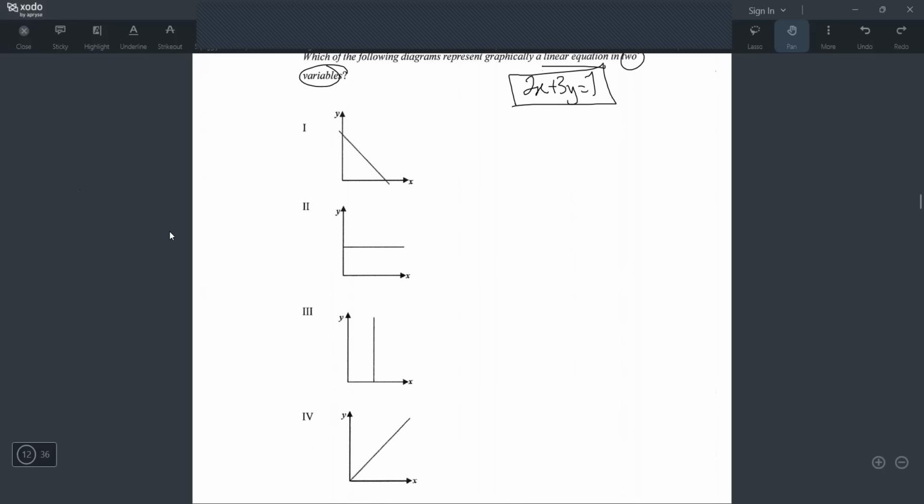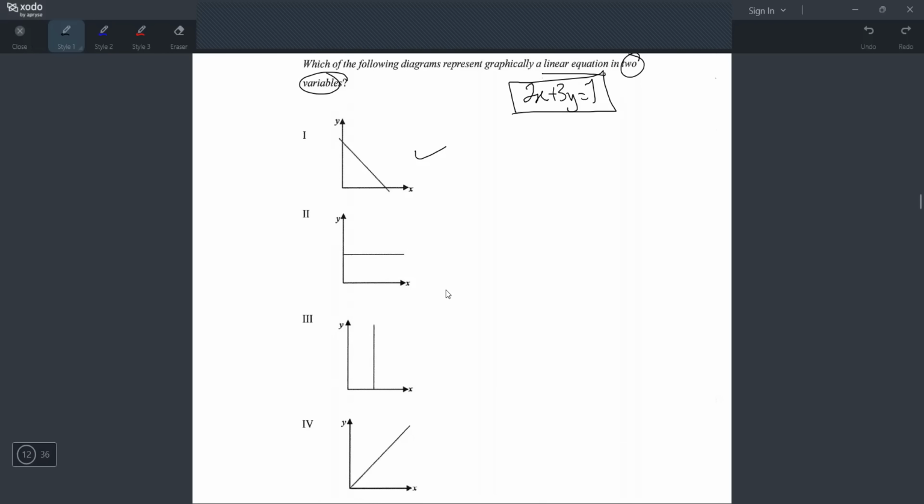Okay, so 1, 2, 3, 4. Which one is the linear equation in two variables? 1 and 4. 2 and 3, no. Because for 2 and 3, when you form an equation, you are just going to get one variable. This one will be y equals something. This one will be x equals something, right? So this type of equation only has one variable.